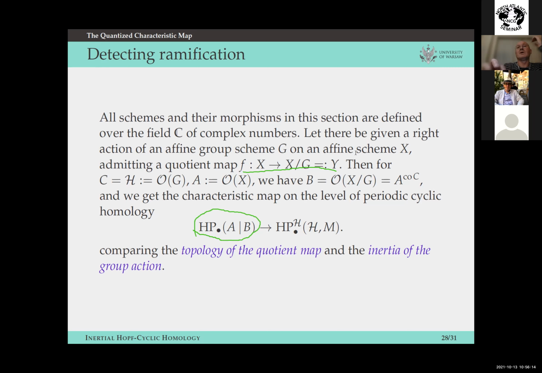Okay. On the other hand, on the right hand side, if this action of G on X is not free, we can form this object of representation theoretical flavor, and our characteristic map can relate these two things. Okay. So it is written in the last line that in this way we can compare the topology of the quotient map and the inertia of the group action. Okay.